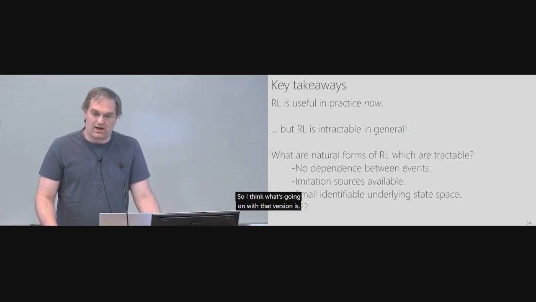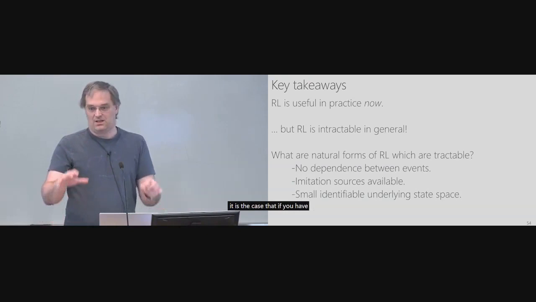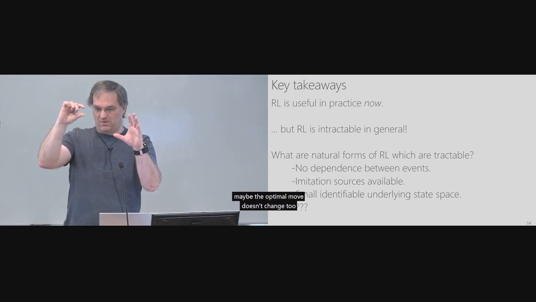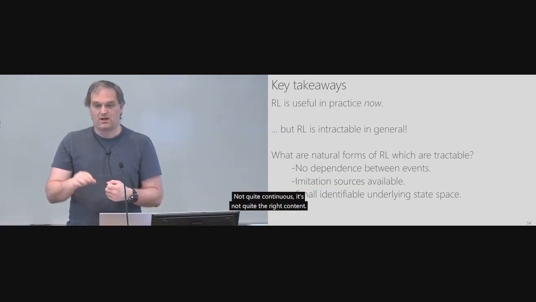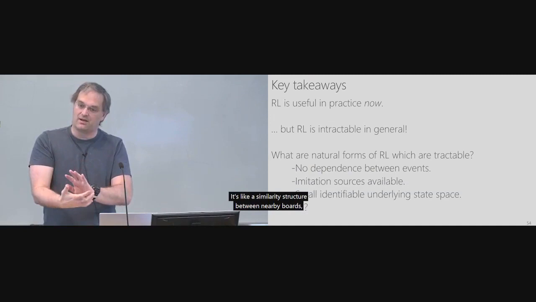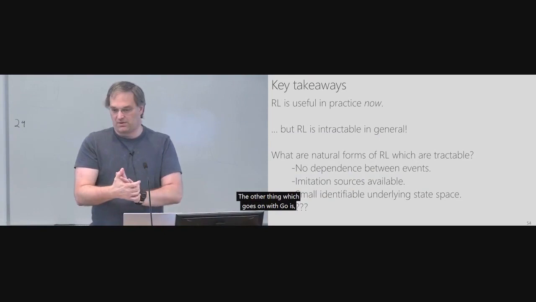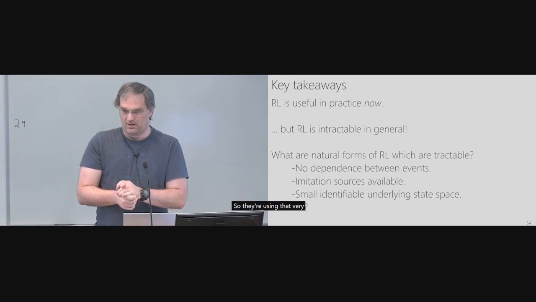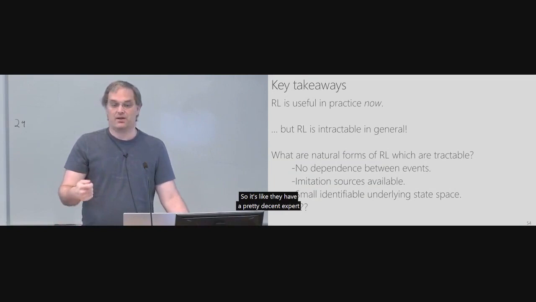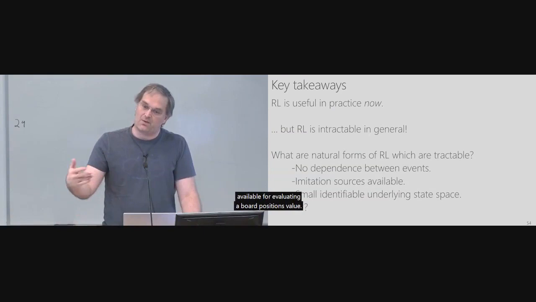So I think what's going on with that version is that if you have a board and then you have a slightly different board, maybe the optimal move doesn't change too much in a number of cases. So I suspect there's something like an almost continuous structure, though not quite continuous. It's not quite the right concept, but there's a similarity structure between nearby boards, which is extremely helpful. The other thing which goes on with Go is that minimax play's value is often very close to random play's value. And they're using that very heavily in the process of trying to solve Go. So it's like they have a pretty decent expert available for evaluating a board position's value.